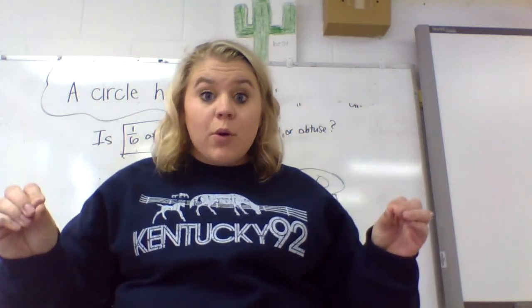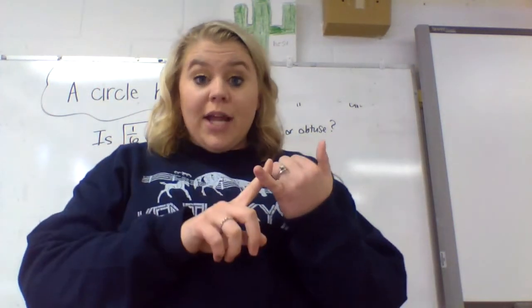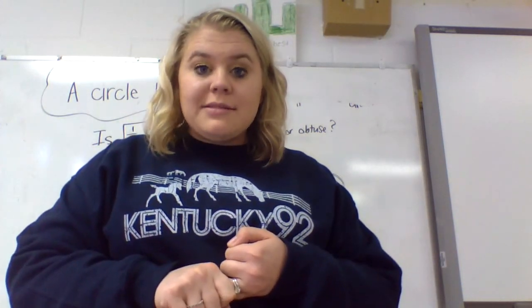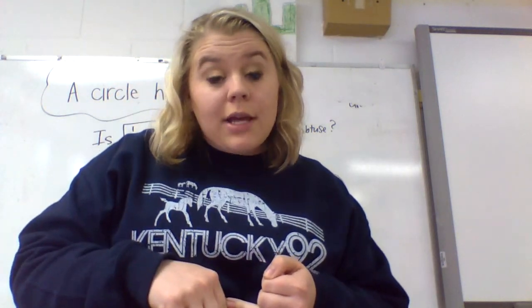Remember, the most important things to remember, a couple things. 360 degrees in a circle. Don't forget that. You just have to memorize it. A right angle is 90 degrees. Acute angles are less than 90 degrees. Obtuse angles are greater than 90 degrees.